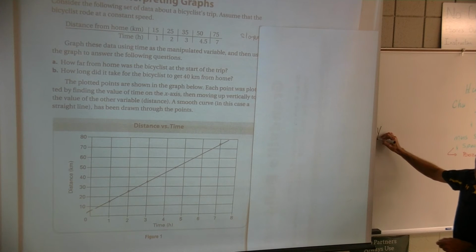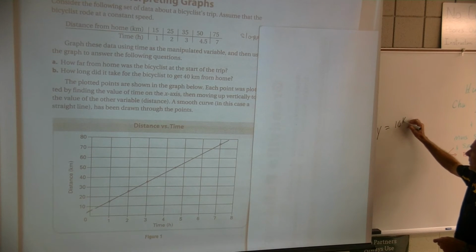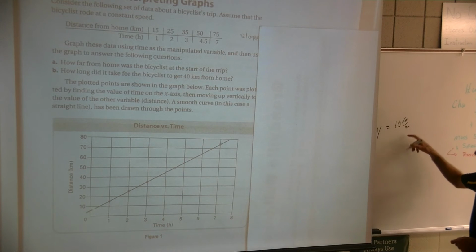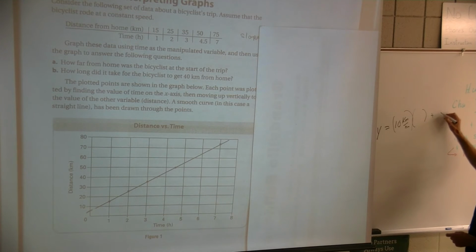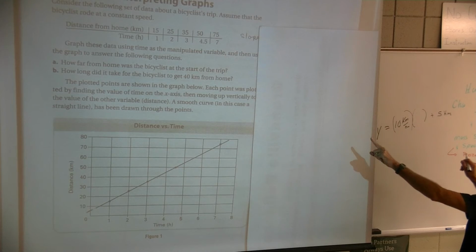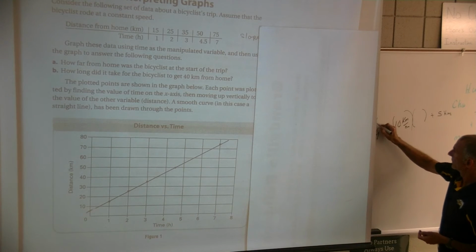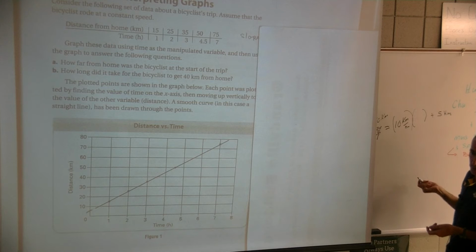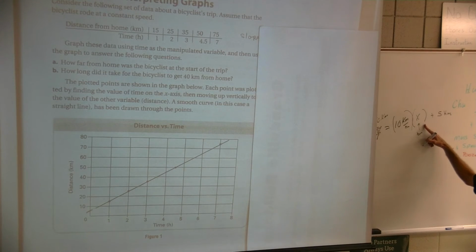Does this help you? Y equals my slope. What's our slope? 10 kilometers per hour. That's my slope. Do I have x? What's my intercept? 5 kilometers. So the question says, how long did it take for the bicyclist to get 40 kilometers from home? What is 40 kilometers? Is it time or is it distance? Distance. So isn't that your y? So 40 kilometers goes here. What are we trying to find? We're trying to find time, trying to find x.